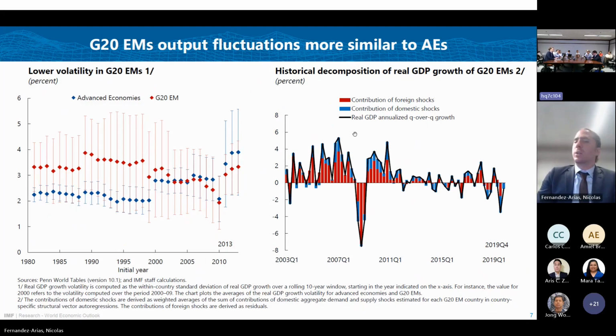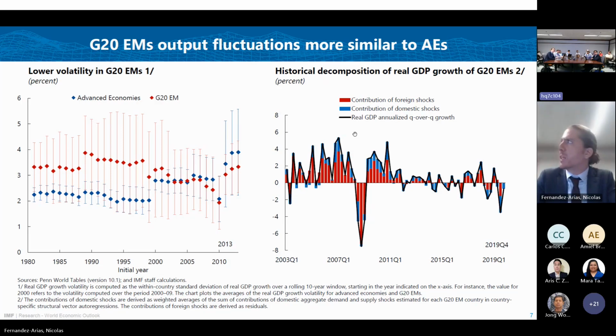So finally, here we look at how, as G20 emerging markets have grown, integrated into the global economy, diversified their economies and improved their macro policy frameworks, their output fluctuations have become more similar to those of advanced economies. So on the left, we look at annual output volatility in G20 emerging markets, looking at the next 10 years from the date shown here, so over the last 40 years, we see that it has declined as that of advanced economies has increased to the point where they're no longer distinguishable from each other.